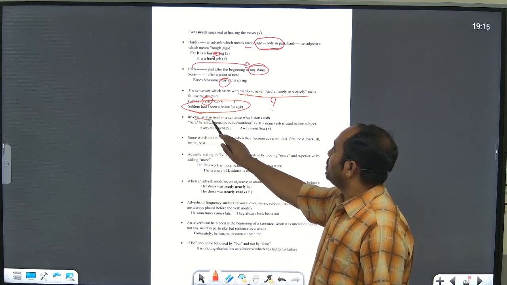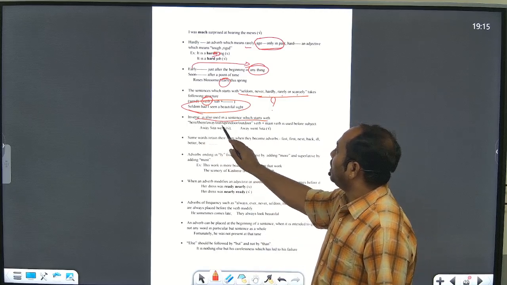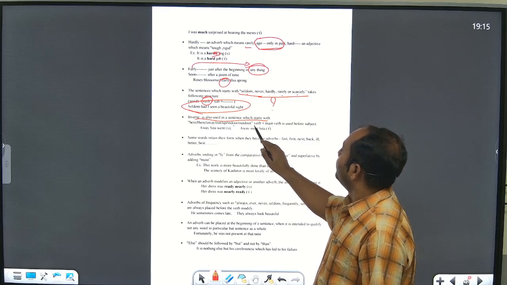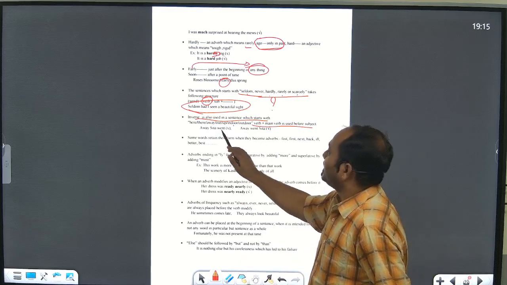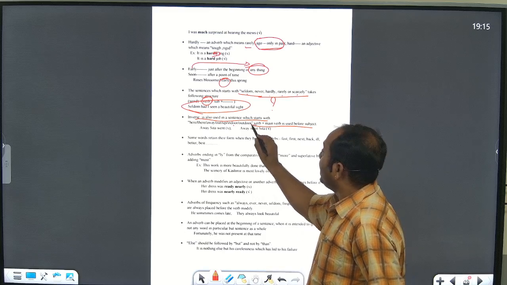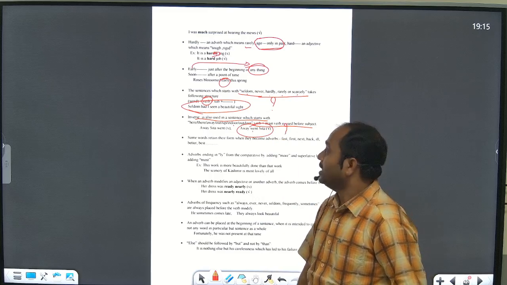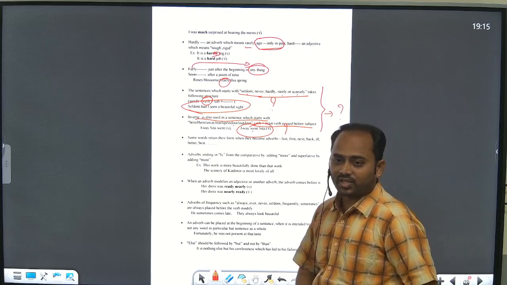And next, inversion is also used in a sentence which starts with here, there, away, out, up, indoor, outdoor. After this, we should use the verb again. Inversion means reversing the order. "Away Sita went" is wrong. "Away went Sita." This is also verb plus subject only we are using. So in these two conditions we should use the questioning structure.